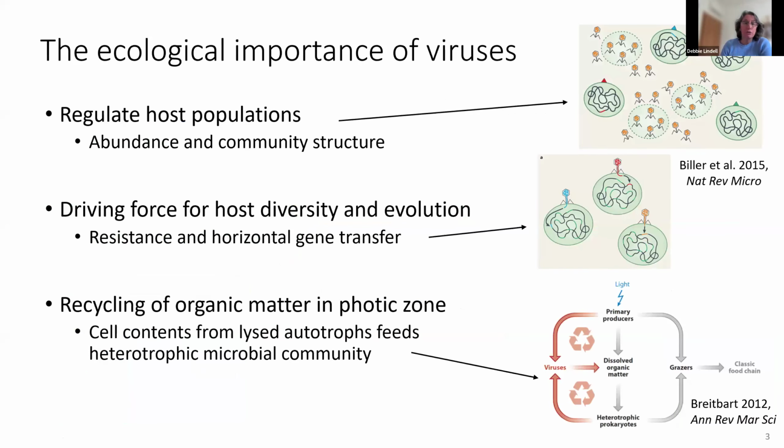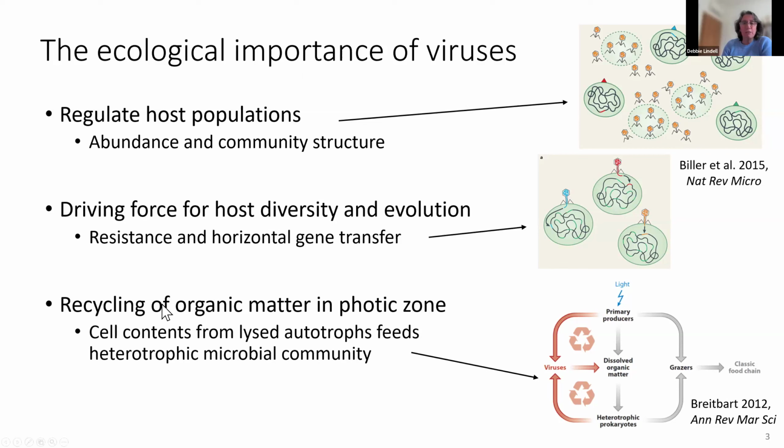When we think about the ecological role of viruses, we think about three major things. Think about how they regulate host populations. Because they infect and kill their cells, they can affect the abundance, and therefore we're talking about primary producers, the amount of primary production they do. And because they can be specific, they can impact the community structure as well. They're also a driving force for host diversity and evolution through the selection for cells that are resistant, similar to what Marcie's just told you about. And they also are vectors for horizontal gene transfer, moving genes from one organism to another.